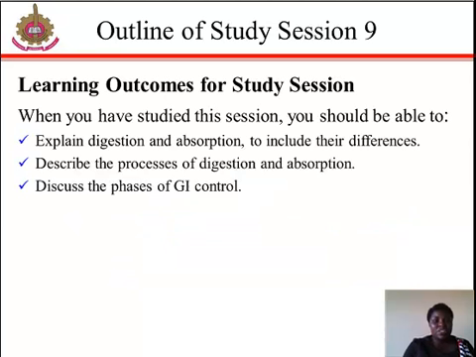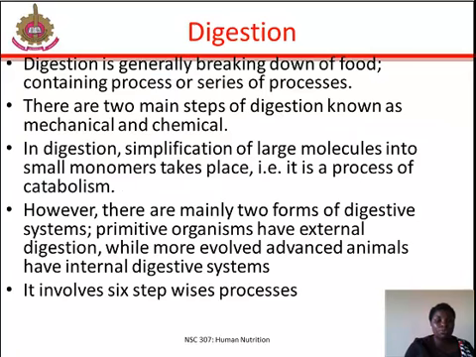At the end of this study session, you should be able to explain digestion and absorption, to include their differences. You should be able to describe the processes of digestion and absorption, and also you should be able to discuss the phases of gastrointestinal control.